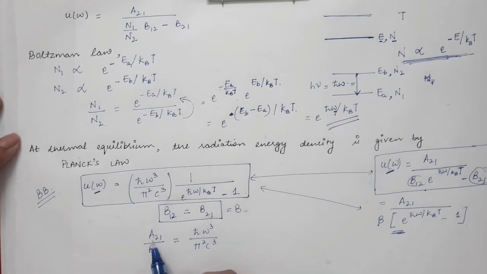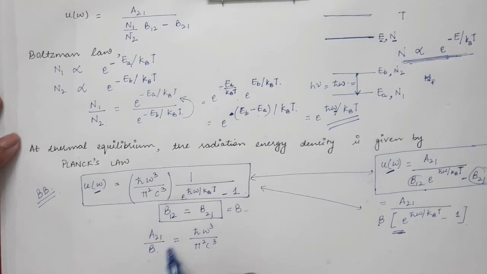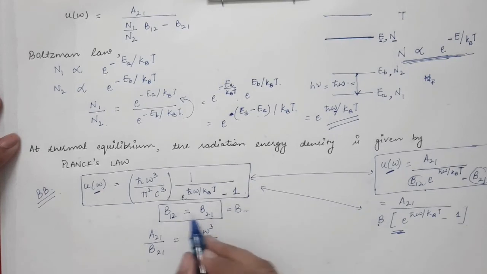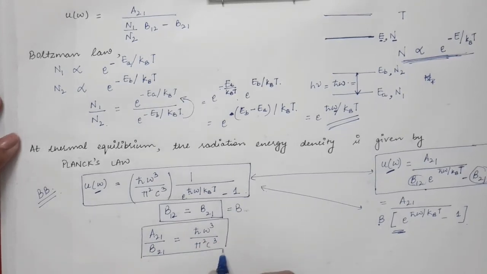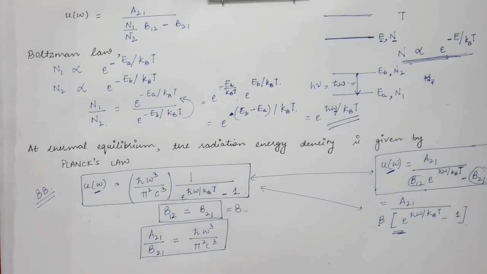And the ratio of A21, which is the probability of spontaneous emission, to any of these two coefficients, that is capital B, you can also write it as B21 or you can also write it as B12 because they both are equal. So this ratio is equal to h cut omega cube divided by pi square c cube. So these are very important relations and this is also a very important derivation that we have done.